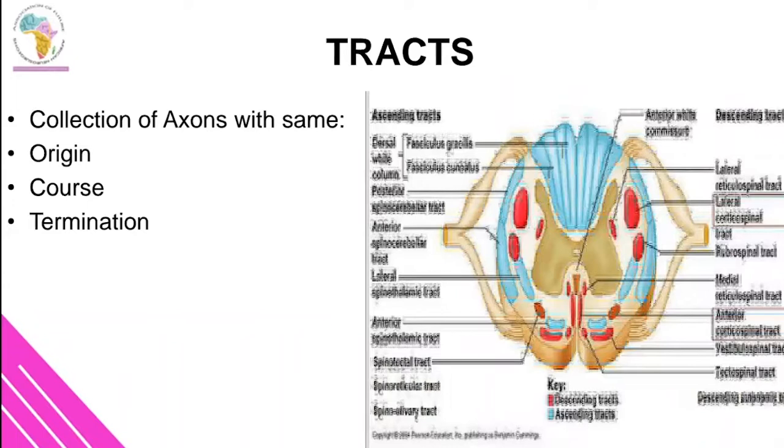Like I said, the white matter is made up of a mixture of what? Fibers. And these fibers bundle together to form what? A tract. A tract which is just a collection of what? Axons. And these have the same origin, the same course, and also the same termination.